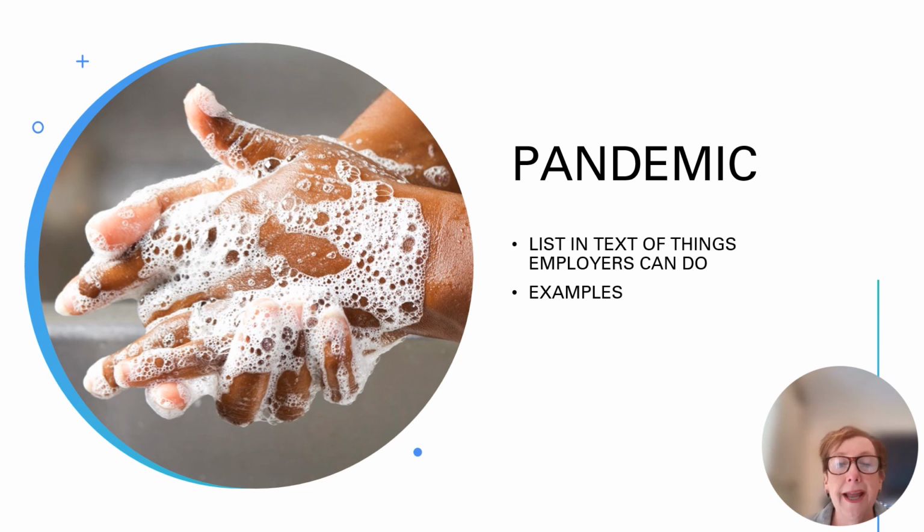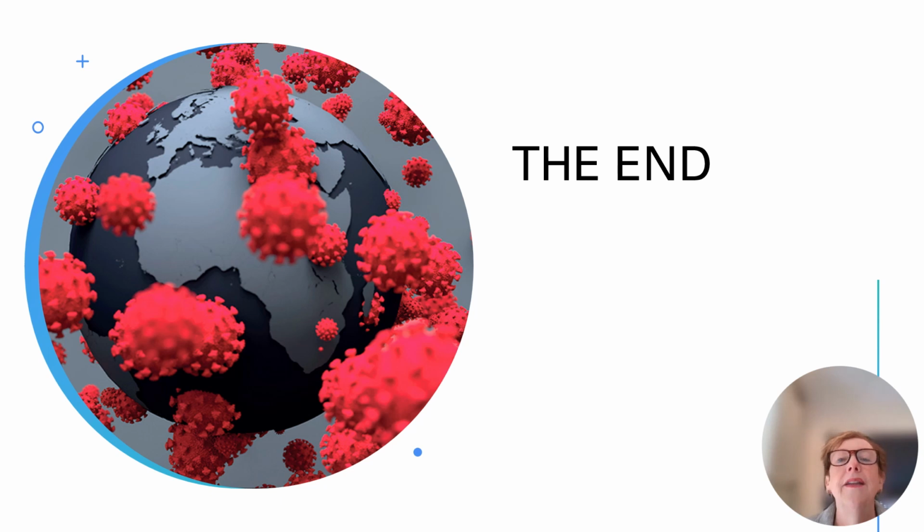Our chapter ends with a list of things that employers can do in the event of a pandemic, such as encouraging frequent hand washing and spreading employees over work areas while allowing staggered work shifts. This concludes the review of the Workplace Safety chapter.